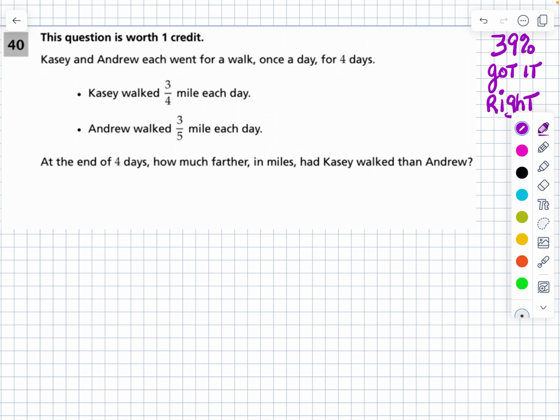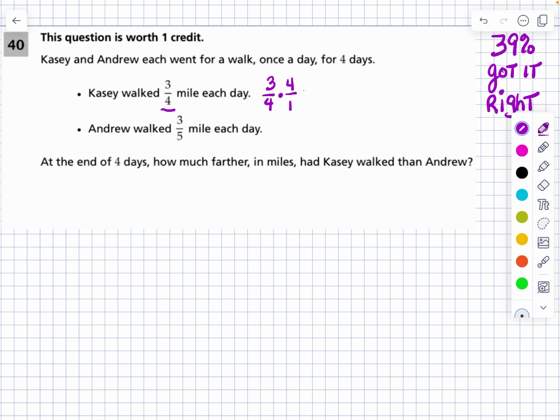So, because this question is using fractions as the starting point, I'm going to solve this using fractions, and then I'm going to show you another way to do it. So if Kasey walked 3/4 of a mile a day, we need to figure out how far Kasey went in 4 days. So we do that by multiplying by 4.